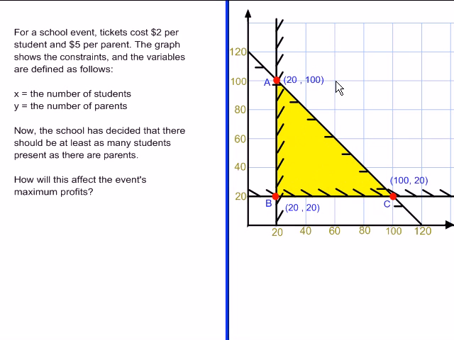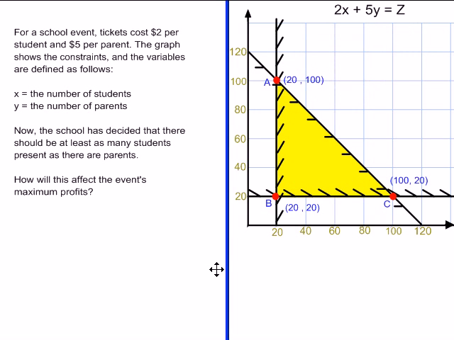The first thing you have to do is define the optimization function. If tickets cost $2 per student and $5 per parent, and students are x and parents are y, then the optimization function is 2x plus 5y equals z.